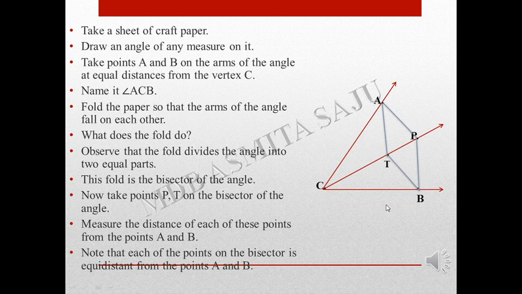This is also a very important point that you have to keep in mind: all the points on the bisector are equidistant from any points you have considered on the arms which are at an equal distance from the vertex of the angle.